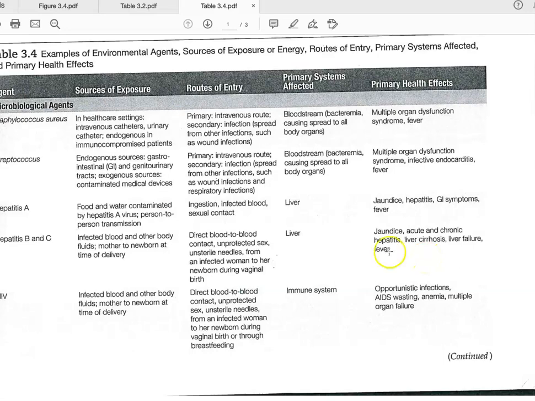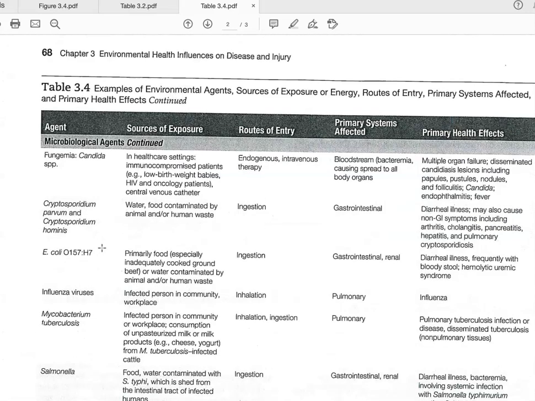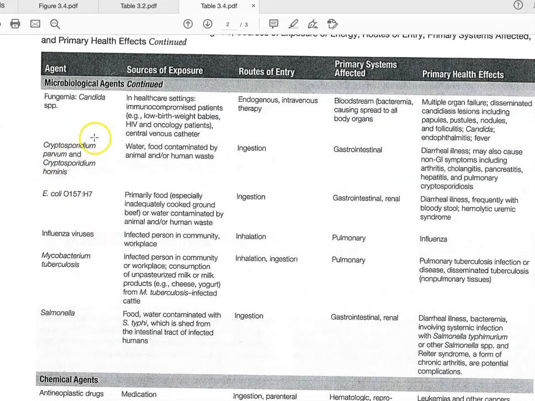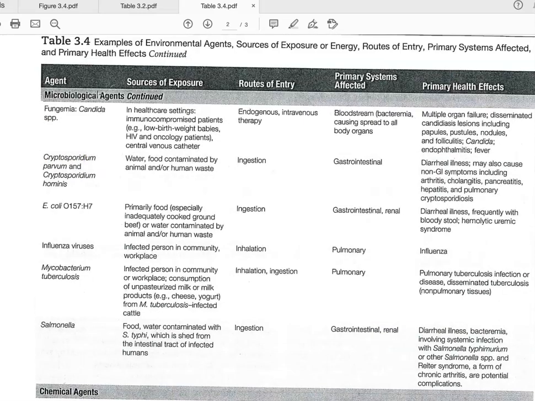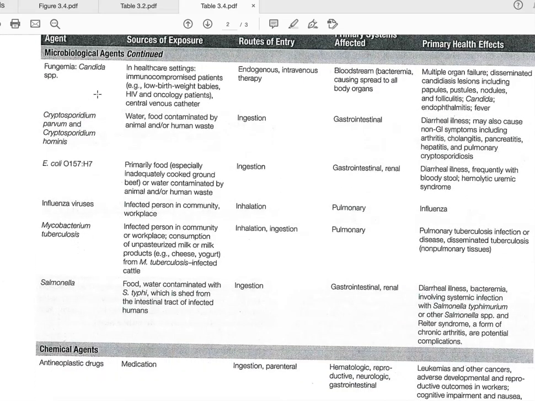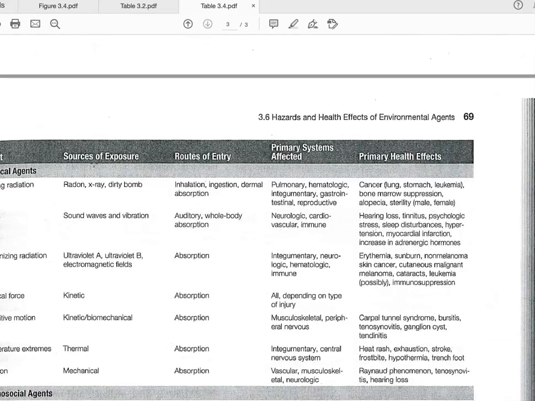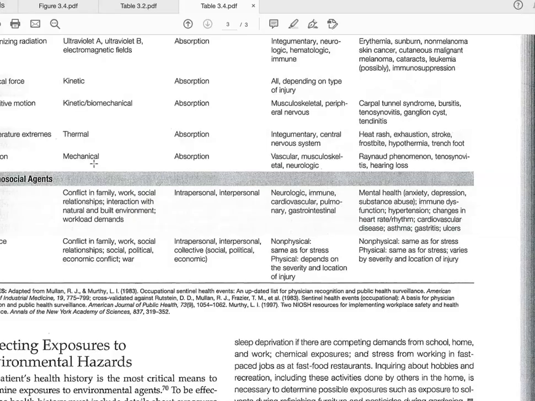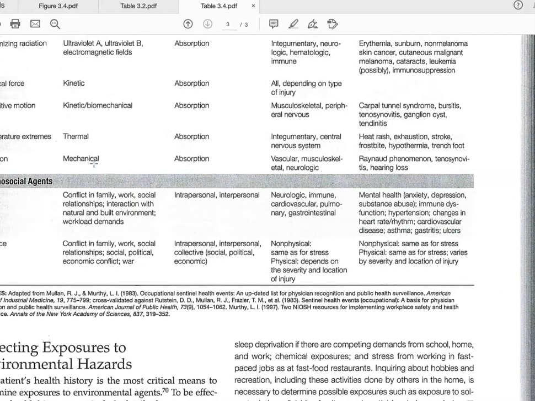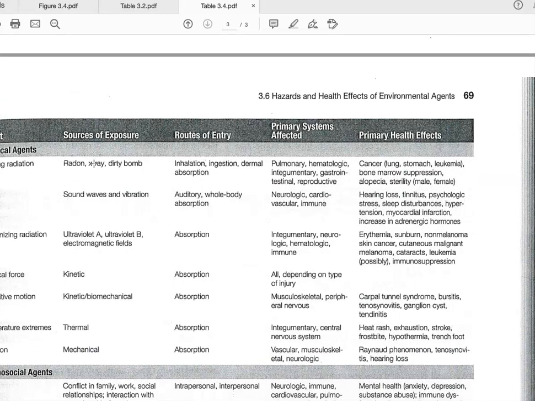Okay. So I think this is actually a really informative table here. Again, we're continuing with biological agents here: bacteria, viruses, also fungi, and then it moves on to chemical agents, and then also physical agents and psychosocial agents. Okay, so it's important really to take a look at this and read through this.